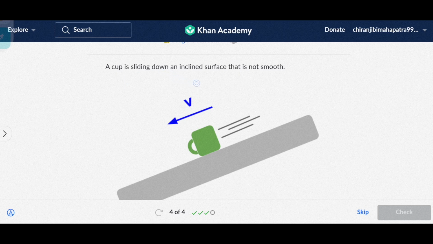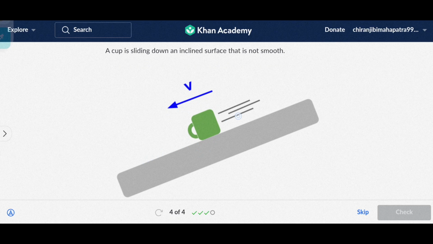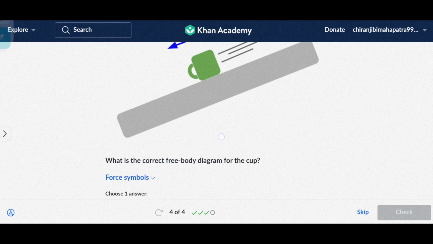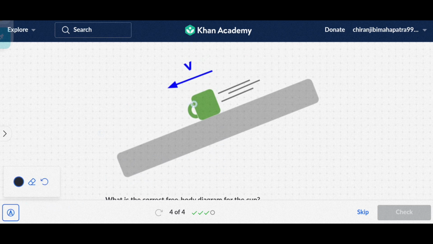A curve is sliding down an inclined surface that is not smooth. Not smooth means friction will be there, and it's sliding down. What is the correct free body diagram for the curve? First thing first, outline the object boundary. I neglected the handle, it's fine. There is no contact there too, so it doesn't matter.